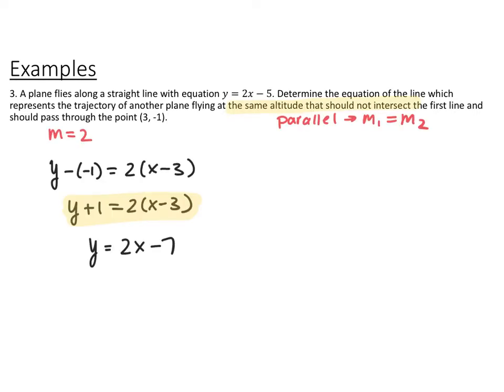So since they're flying at the same altitude, that's the same gradient, and you do not want them to intersect, that means you want them to be parallel. So we want our slopes to be equal. If I look at the equation of the first line, I have that my slope is 2, so my new slope is also going to be 2.